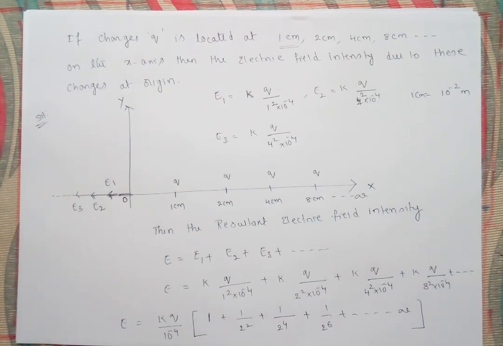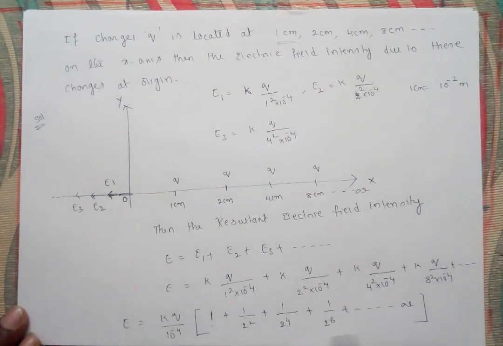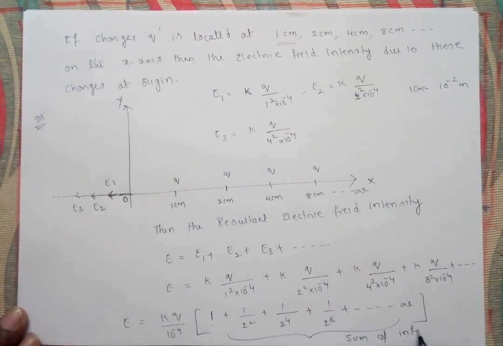Sum of infinite terms means we need to find S infinity. This is the first term and this is the second term. The second term by the first term is called the common ratio. So the first term we can take as a, and the second term by the first term is called the common ratio r. So this is the sum of infinite terms.